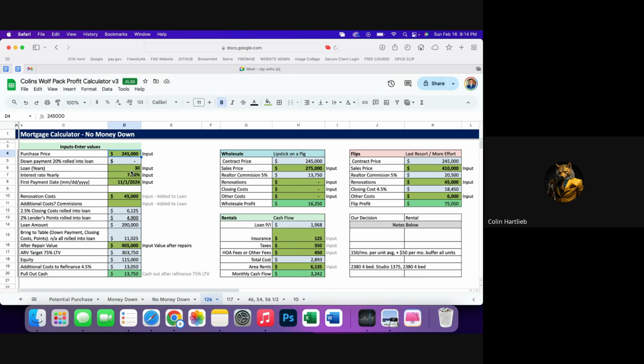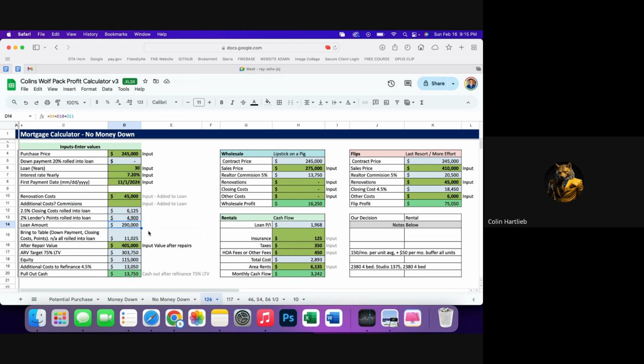Insert all the greens, and then all the light blues will populate automatically. Then make sure that you put in your renovation budget, which is going to cover repairs that you want the lender to cover. Interest rate: what is the current interest rate right now? Are there any additional costs or commissions that you want paid or added to the loan? Closing costs and lender points. This is average, 2.5 and 2.